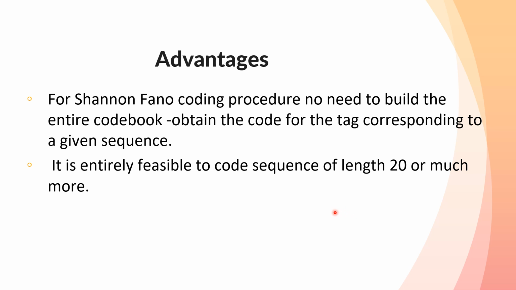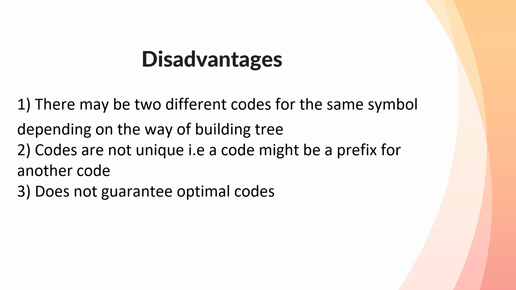Now, what are the advantages of Shannon-Fano coding? It is a procedure where we don't need to build the entire code book to obtain the code. We are just following the tree. So that is one of the advantages. It is entirely feasible to code a sequence of length 20 or much more. So these are the advantages of Shannon-Fano code.